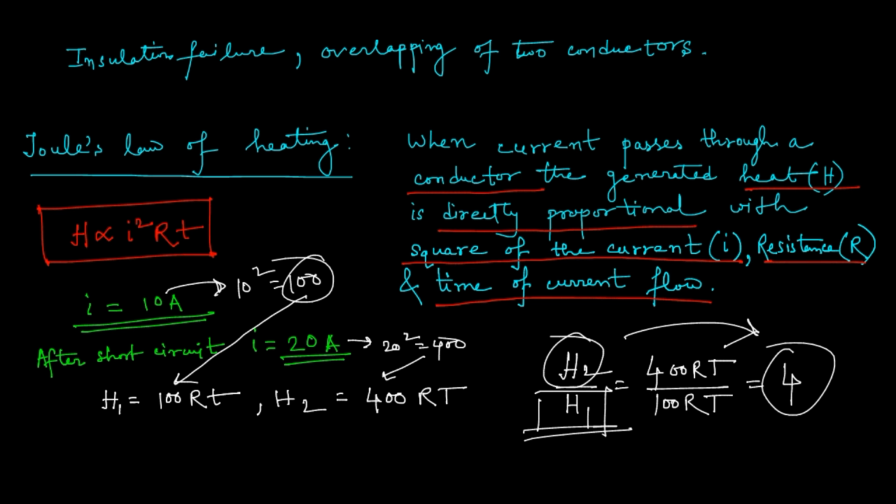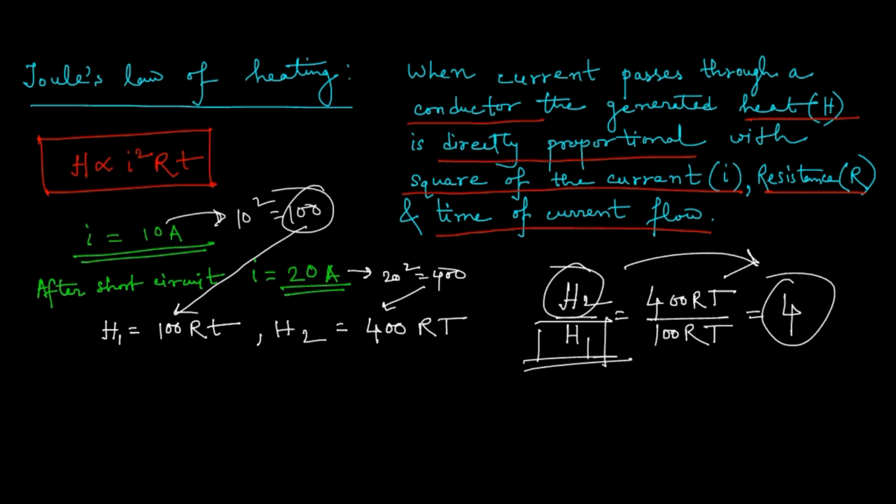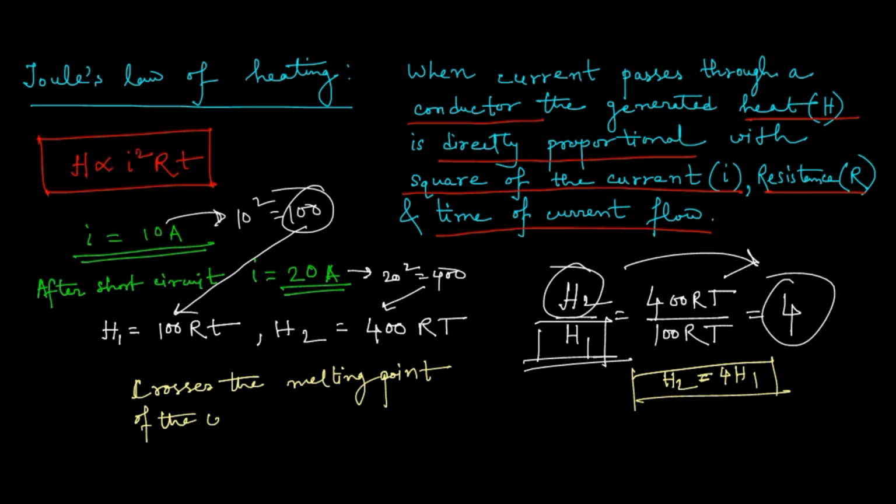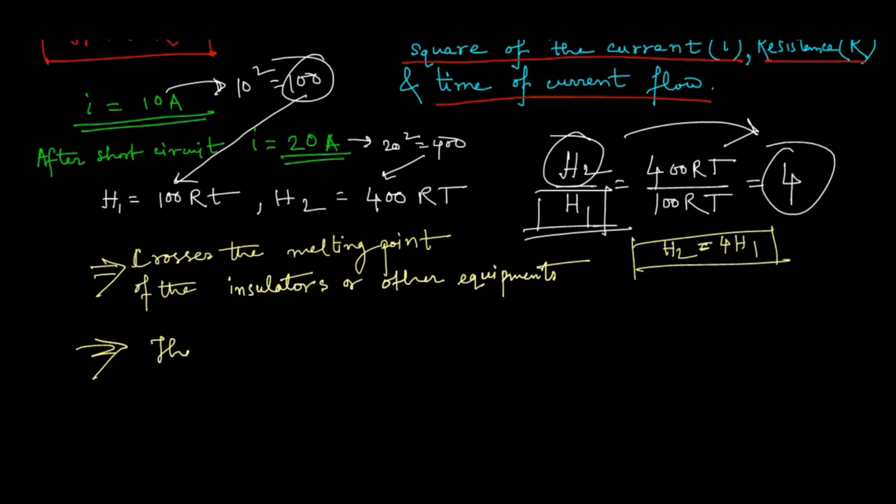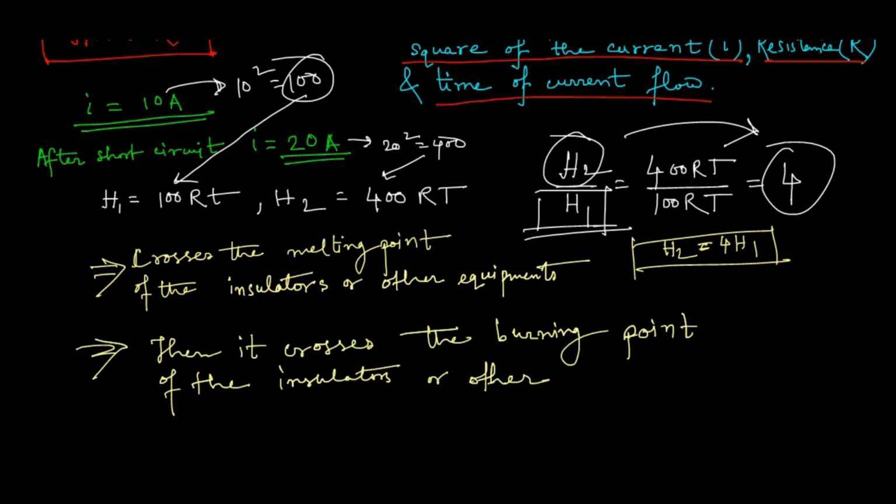That's why the increase of current, or short circuit, creates a huge temperature rise in the circuit. First this heat crosses the melting point of the insulator or other equipment, then it crosses the burning point of the insulators or others. So this is the main reason why a short circuit actually causes the burning of equipment.